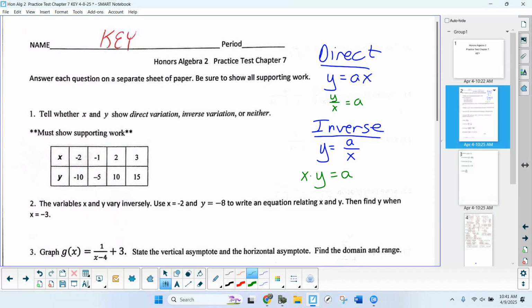Number 2, one of the biggest mistakes that I see is that it wants an equation relating x and y. So once you found a was 16, the equation is y equals 16 over x. That's an equation relating x and y. Don't put any other numbers in for x. Then plug in -3. Are we good on 1 and 2?